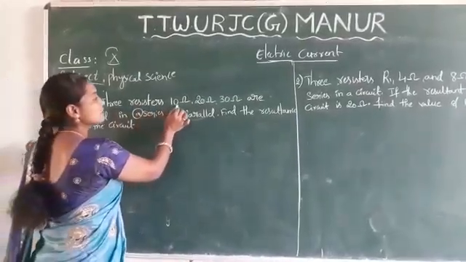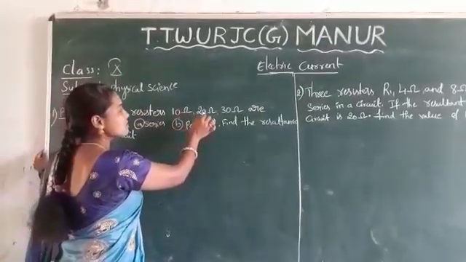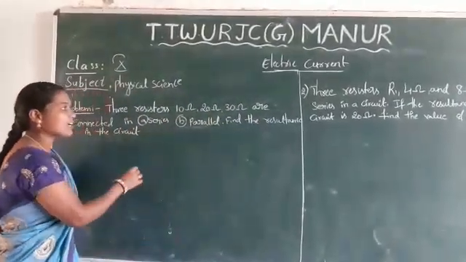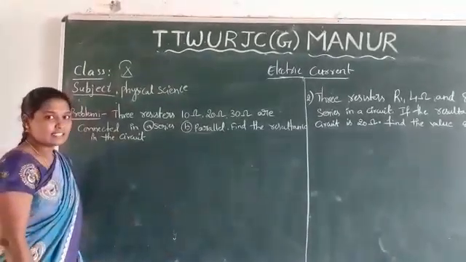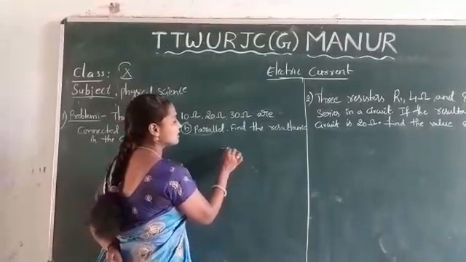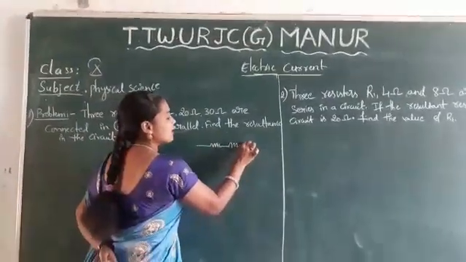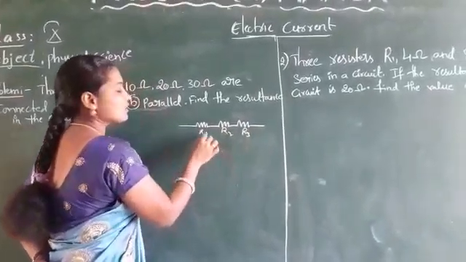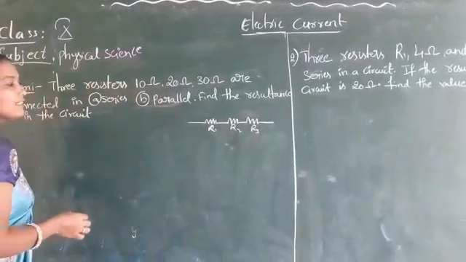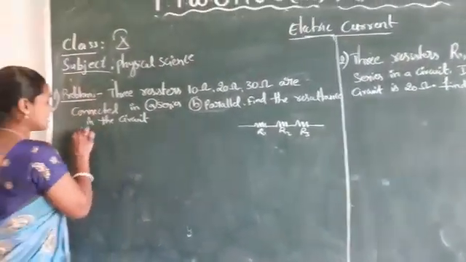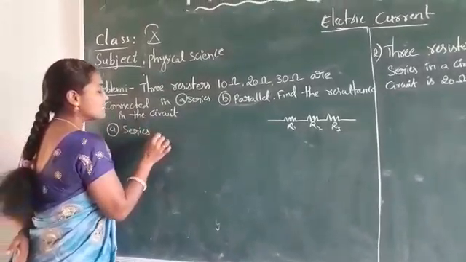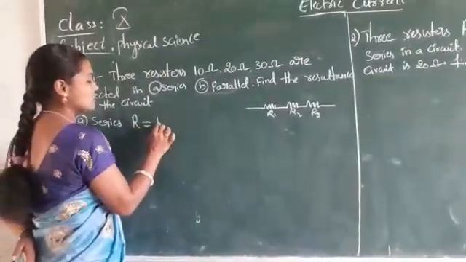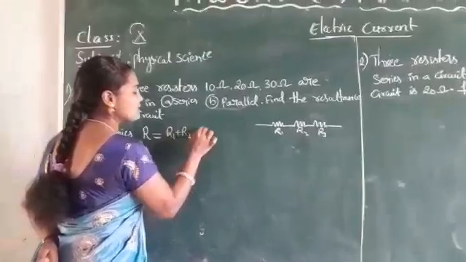Three resistors having 10 ohms, 20 ohms and 30 ohms of resistance are connected in series and parallel. Here we have to calculate the resultant resistance. When the three resistors R1, R2, R3 are connected in series, to find the resultant resistance we have the equation R is equal to R1 plus R2 plus R3.